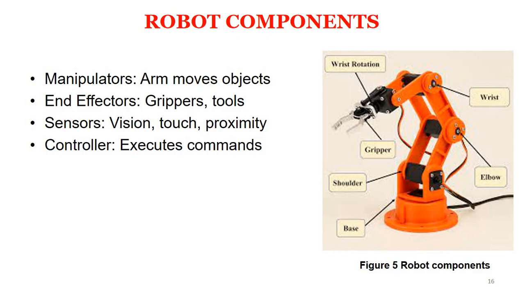Robot components. There are four basic components of a robot: manipulator, end effector, sensor, and controller. The manipulator consists of the robot arm. The end effector sometimes uses a gripper, sometimes tools. For sensors, we use vision sensors, touch sensors, and proximity sensors to sense the robot's environment. The last one is the controller, which executes the commands. It can be a PLC circuit to execute the program of instructions.